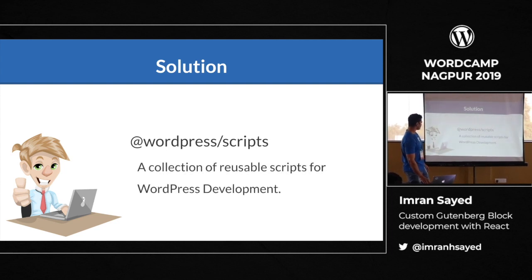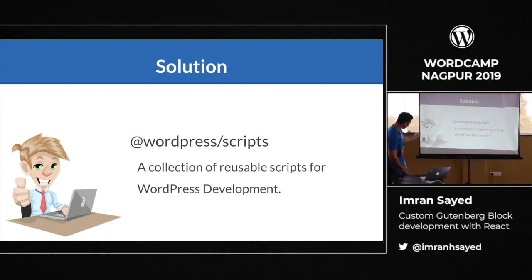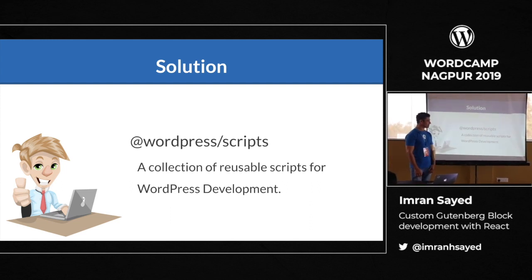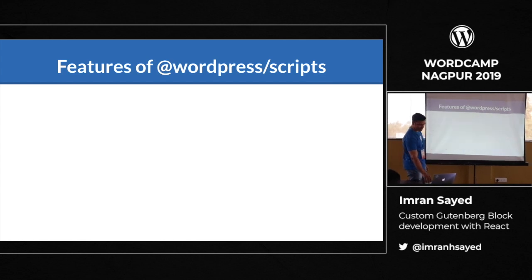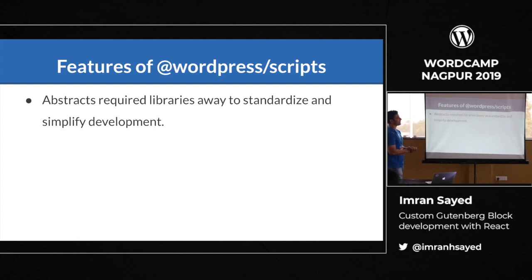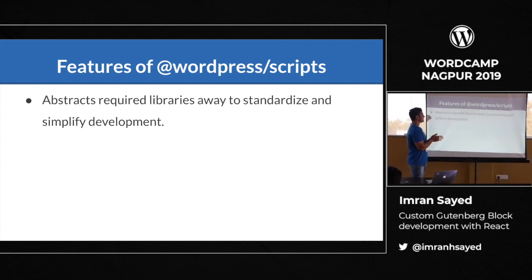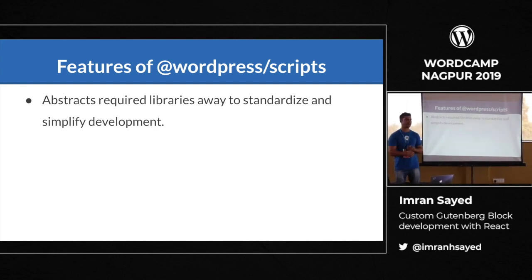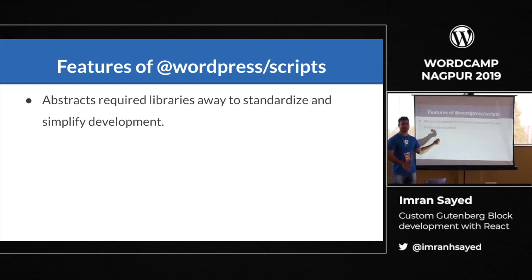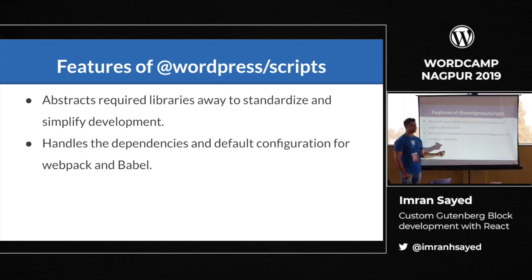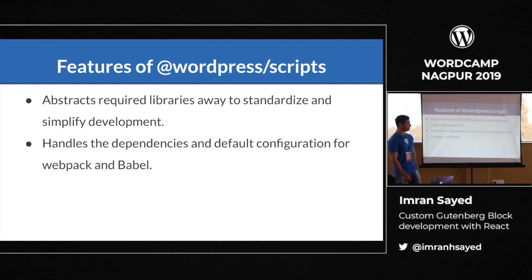So there's a thumbs up. I don't think you can see it, but I'll make it for you. It's a collection of reusable scripts for WordPress development, not just blocks. So what does it do? It abstracts the required libraries away to standardize and simplify development. It does all the setup of Babel and Webpack, so it does all the bundling for you. You just have to install this package, which we will see in a moment. It handles the dependencies and default configuration for Webpack and Babel.